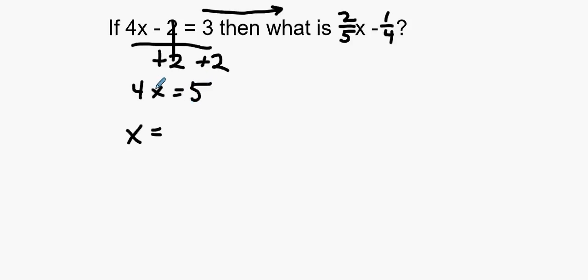How do I undo 4x? Remember, 4x is really 4 times x. So to get rid of it, I either multiply by 1/4 or simply divide by 4. 5 over 4. Shown as a mixed number, 1 and 1/4. We'll want to use 5/4 though. Easier to plug into the next problem.